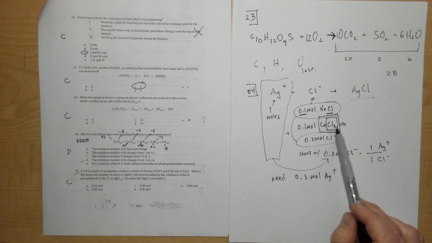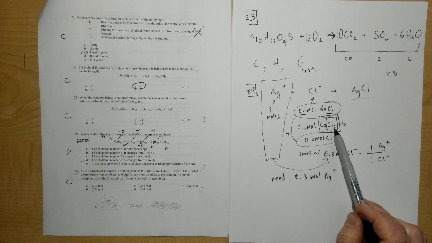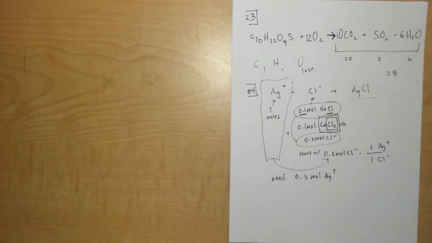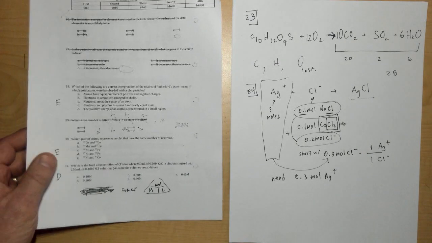The tricky part is just knowing that this CaCl2 gives you double the number of moles of the chloride ion right there. And then you can work the problem just like a regular stoichiometry problem.